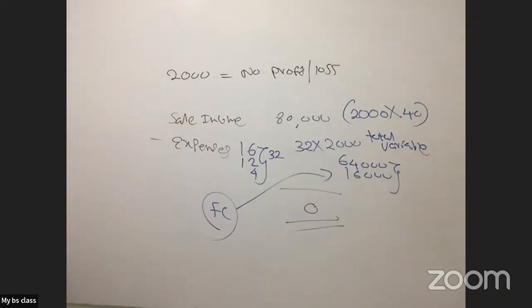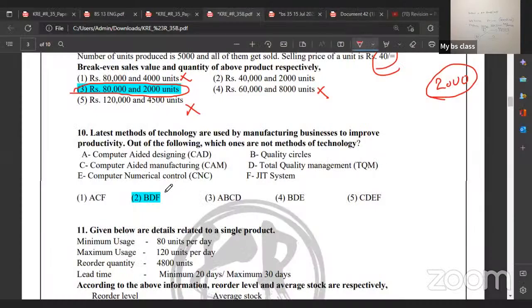Right, so let's move to the next question. Question number 10. Latest methods of technology are used by manufacturing business to improve the productivity. Out of the following, which ones are not methods of the technology?